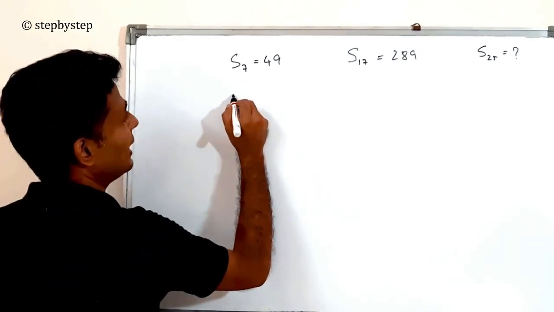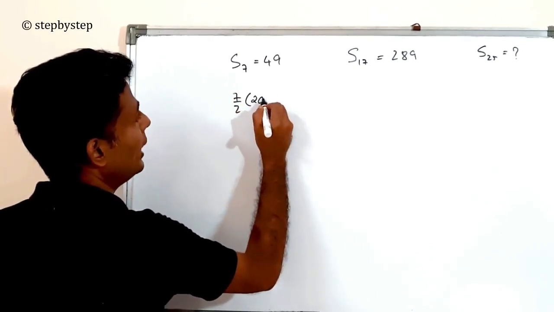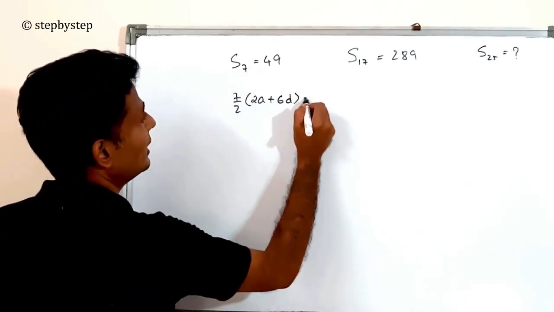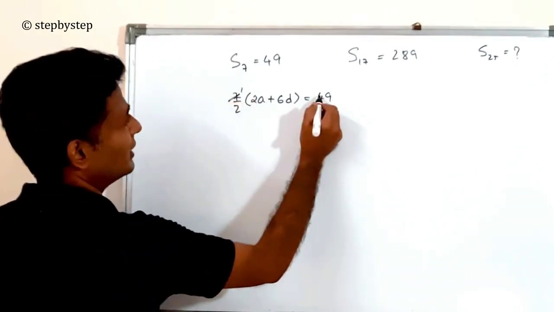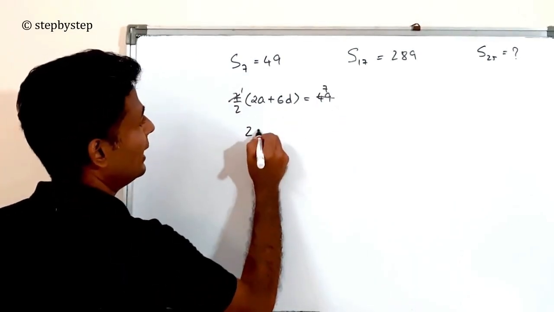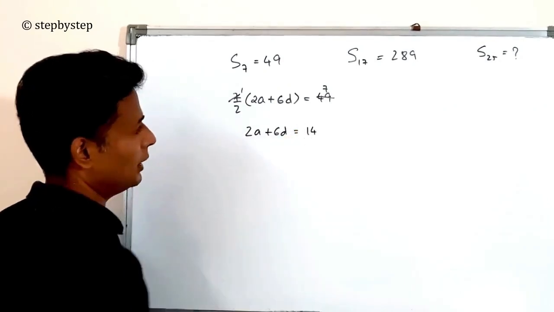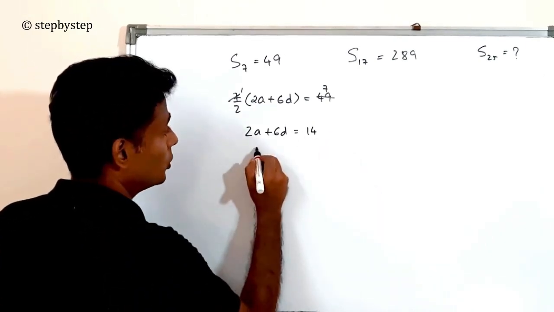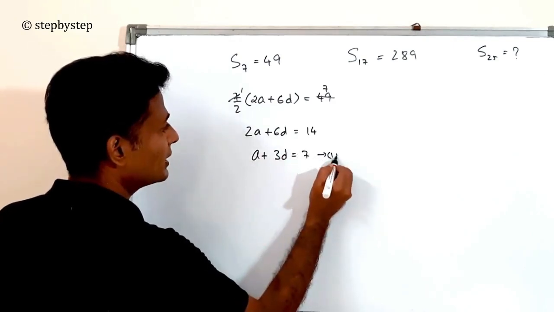So s of 7, that is n by 2, 7 by 2 into 2a, that is 2 into a plus n minus 1, that is 7 minus 1, 6d is equal to 49. I'll transpose 7 on the other side, it becomes 7 times, and when I transpose 2, I'll get 2a plus 6d equal to 7 into 2, 14. I can simplify this further by dividing both sides by 2. So I'll get a plus 3d equal to 7. This is our first equation.